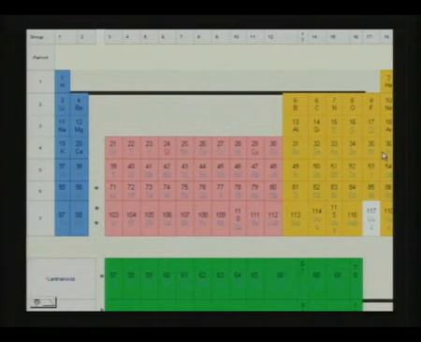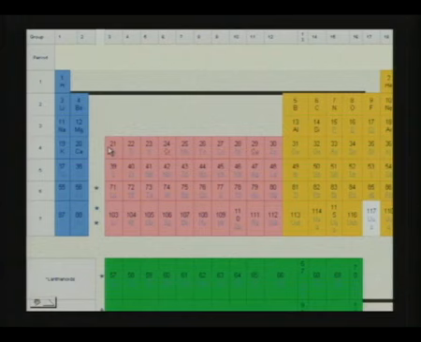Next we come to the fifth period. The fifth period is from rubidium to xenon. Again the electrons are being added in the 4d level, starting from 39 to 48. So these are similar to the fourth period.